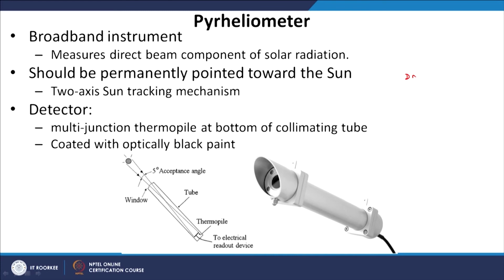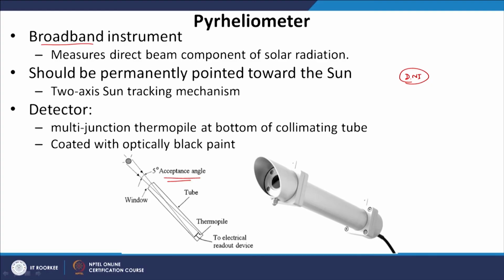This measures DNI, direct normal irradiance, and because it measures direct irradiance, it accepts radiation within a small acceptance angle. So radiation is accepted inside the pyroheliometer within a small angle, roughly 5 degrees. That means the diffuse part of the radiation does not enter this instrument. It measures only the direct part, integrated over all the wavelengths. The sensor is a broadband sensor, it takes all the wavelengths, integrates over them and gives you the total amount of DNI integrated over all the wavelengths.